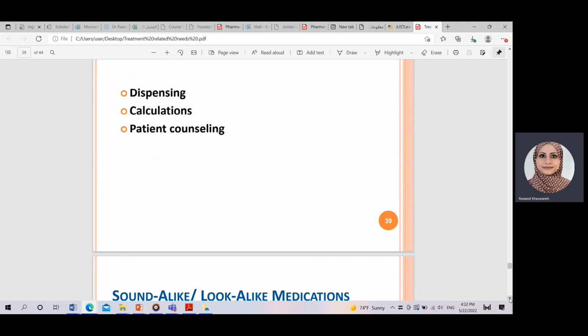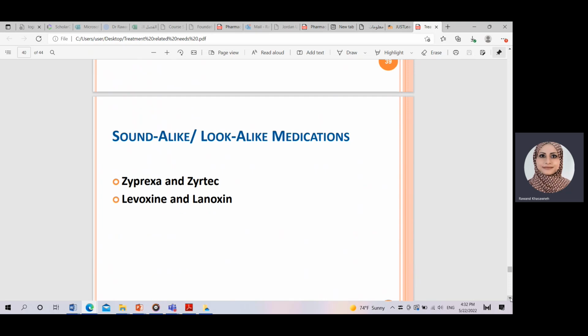As we've just mentioned, sound-alike, look-alike medications may be an important source of different types of medication errors. For example, we have a couple of listed medications in this slide. Zyprexa and Zyrtec are sound-alike medications, but they are actually two different medications.